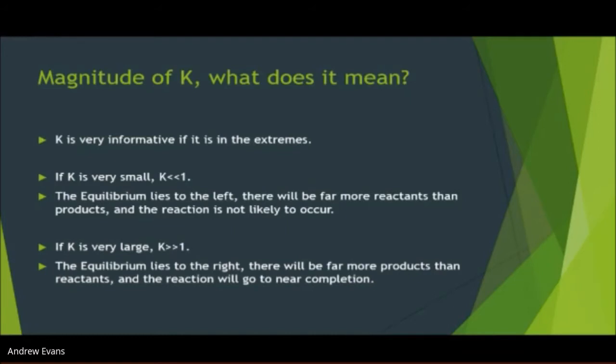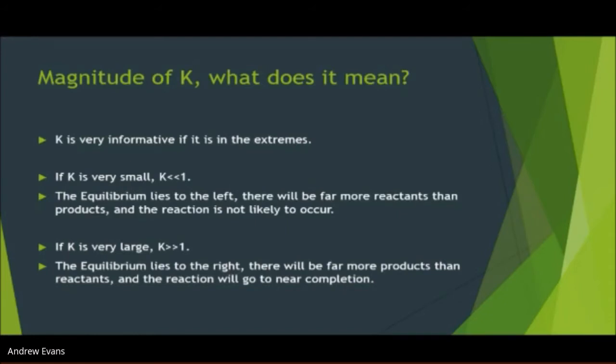If K is very large, meaning much, much greater than 1, it means the equilibrium lies far to the right. It means if I start with 50 reactants and 0 products, maybe by the end I have 1 reactant and 49 products. We've completely converted from reactants to products. We would have very high yield.